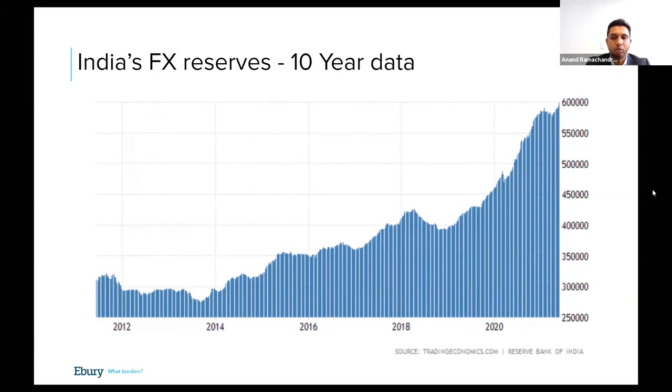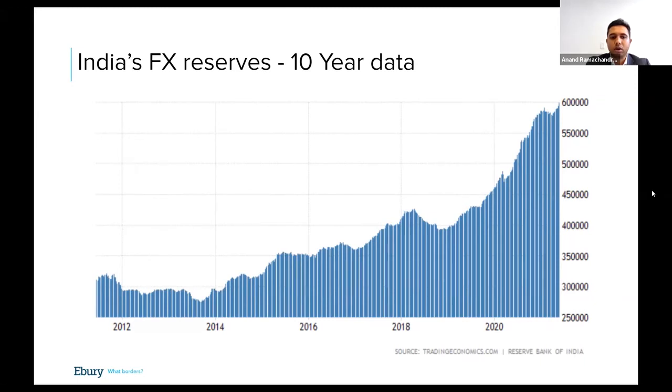If you look at what's happened more recently, 2019 to now, we've gone from 400 billion in reserves to 600 billion in US dollar reserves for the Reserve Bank of India. And during that same period, the currency has failed to depreciate significantly, in spite of the fact that this increase is almost a 40% increase in reserves. But the currency, on the other hand, has not weakened as much. It should have weakened by at least 15% given this change in the reserves.